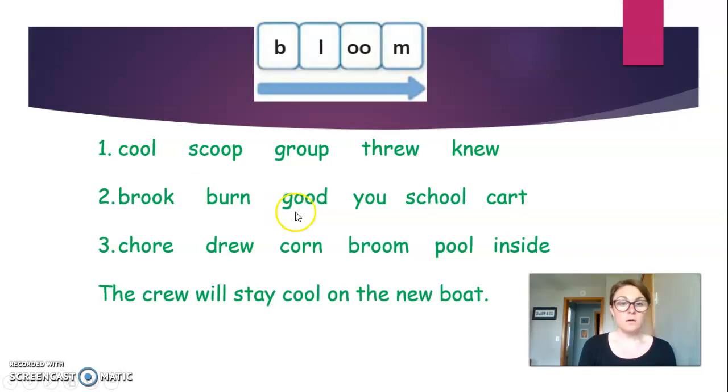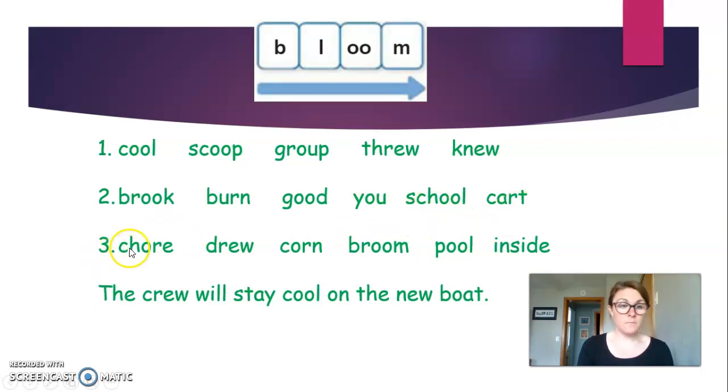Burn. Good, good. Good is a word. Goohd would be a nonsense word. Y-O-U, you. School. Cart. There was a review from a couple of weeks ago. A-R says R, like a pirate. Let's read these the fast way. Brook, burn, good, you, school, cart.